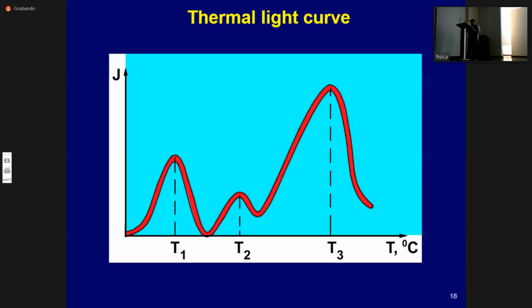For practical purposes, phosphors with a TLC are usually used in which the intensity of one main maximum is much higher than that of the others. So this one is very big, and that one is small.